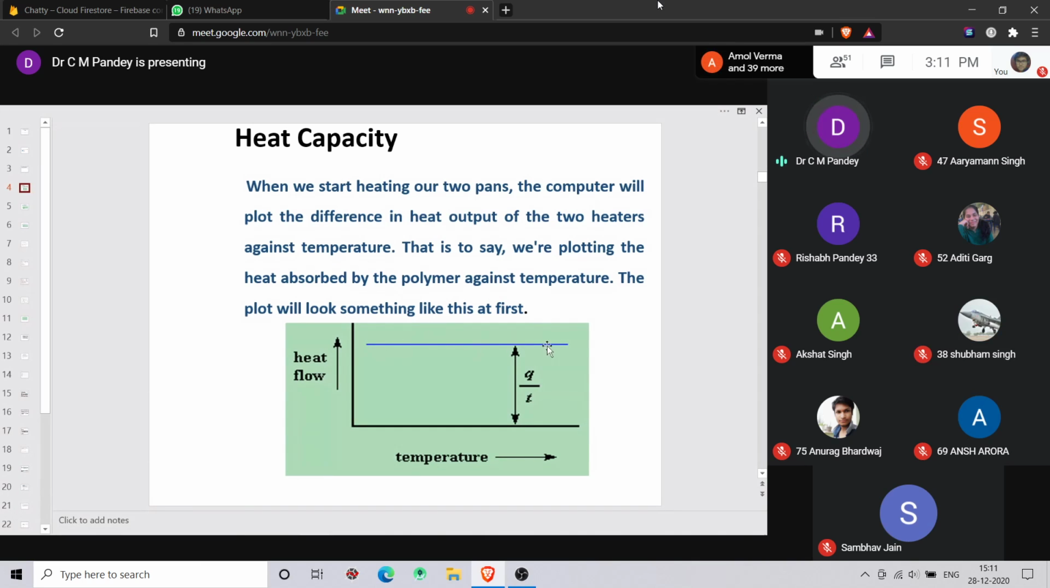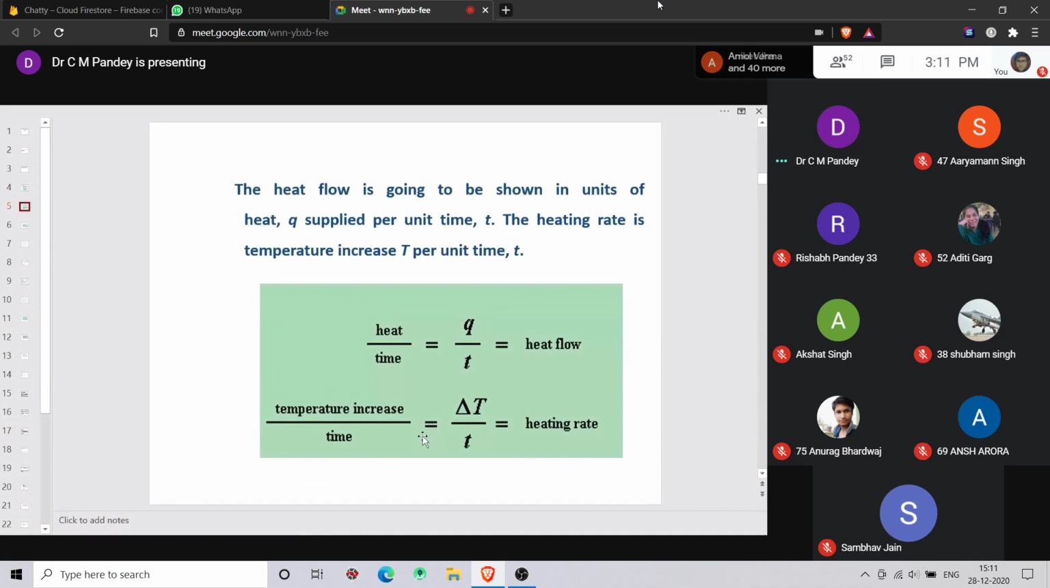Then you will observe a plot like this, right? That is the heat flow versus the temperature. The heat flow is shown in units of heat, Q supplied per unit time, and the heating rate is represented by Q by t, that is the heat flow. As the temperature increases, delta T by t is the heating rate.